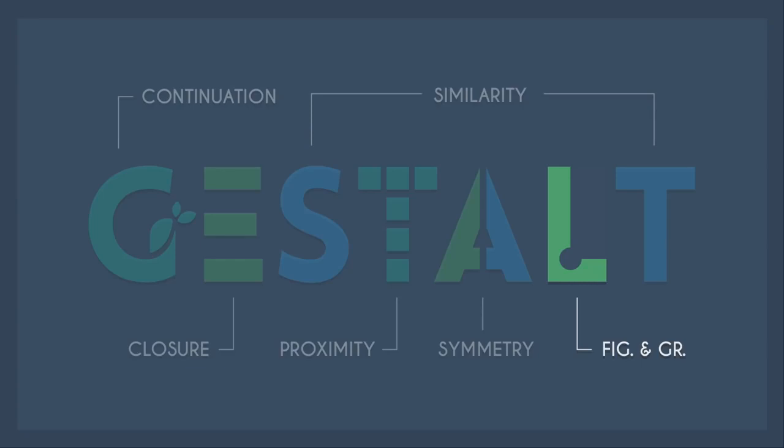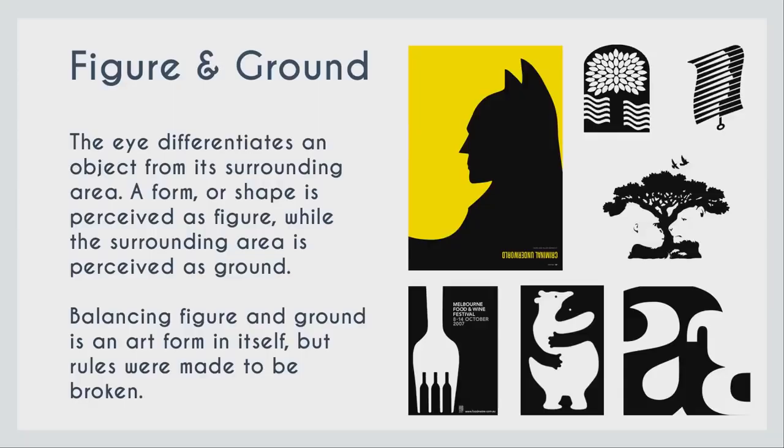Let's talk about figure and ground then. The final one, and probably the most difficult to understand, but indeed the most powerful. The human eye differentiates objects and backgrounds just by its pure nature. By perceiving the world, we see that.